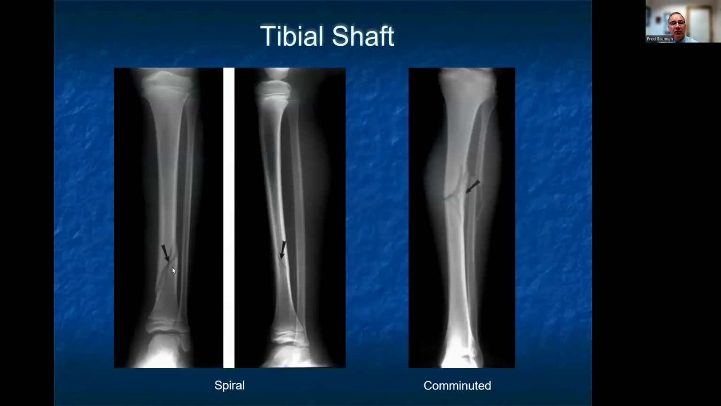There's a spiral fracture, distal tibia. You can see it on the lateral, on the AP. Make sure you check the fibular head as well. You can see this is a skeletally immature person.